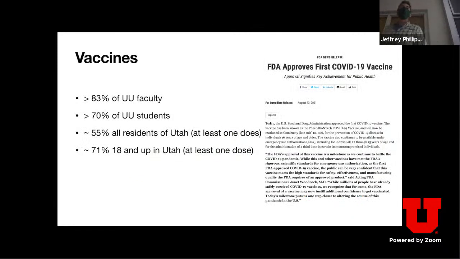So vaccines are this amazing piece of science. These mRNA vaccines have just been a totally amazing breakthrough. At least 83% of faculty and 70% of students have been vaccinated. I think these numbers are okay. In fact, I think these are undercounts.